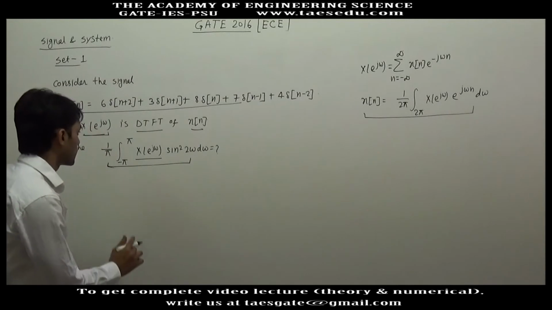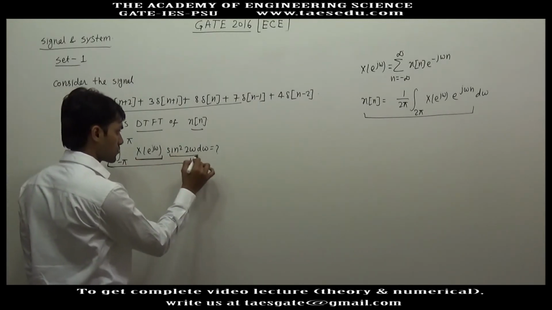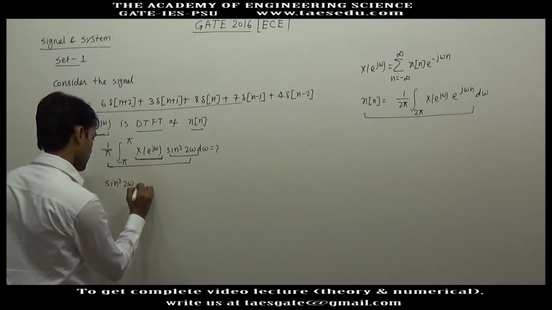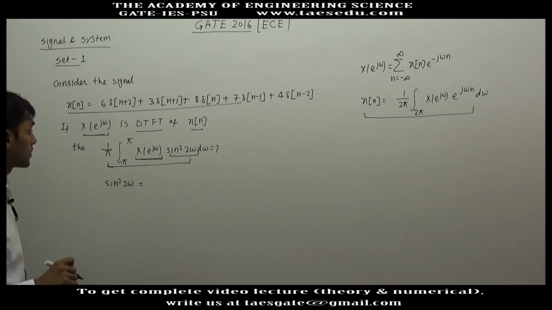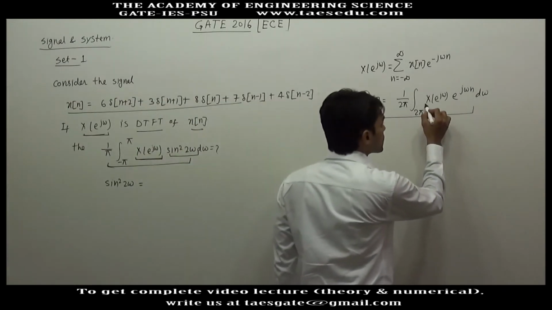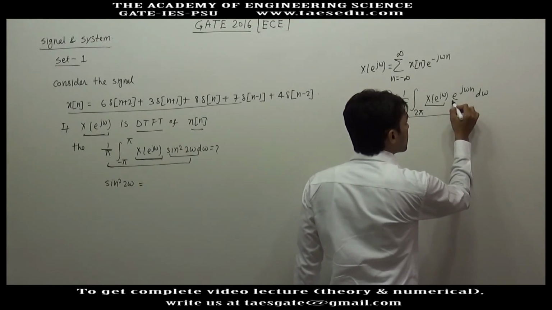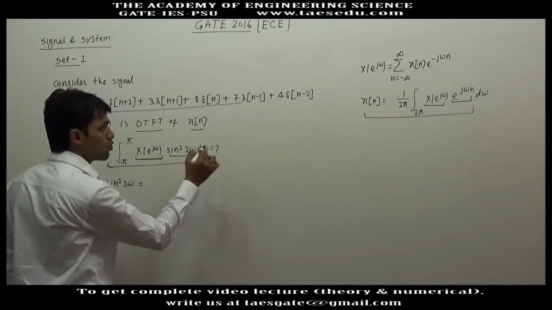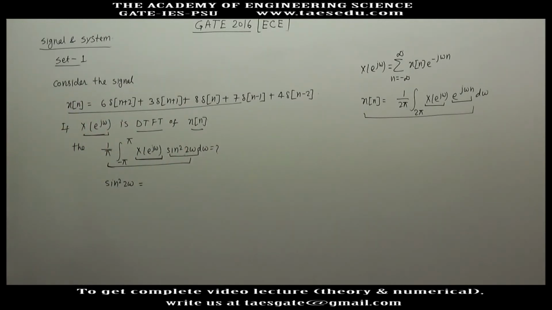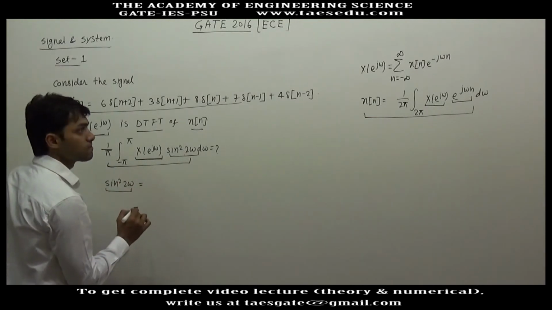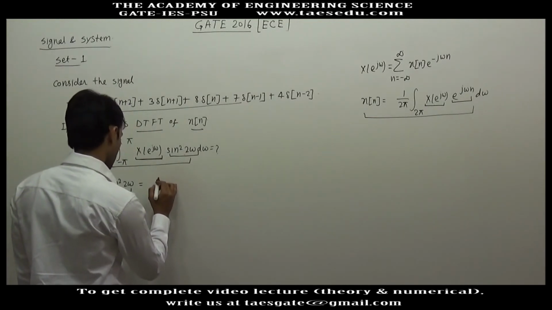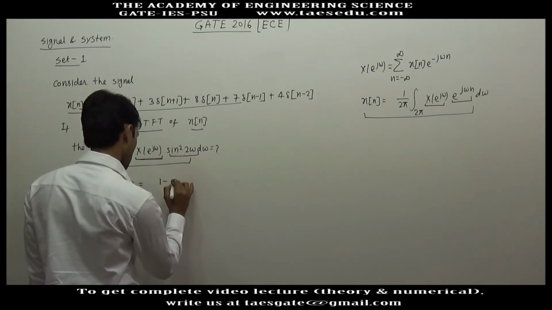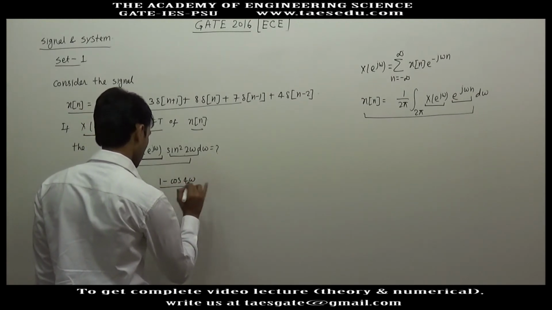And in the integration with X(e^jω), sin square 2ω is multiplied. So sin square 2ω is nothing but, and here in the multiplication with X(e^jω), we have e to power jωn. So we have to relate sin square 2ω with e to power jωn. So sin square 2ω is 1 minus cos 4ω divided by 2.